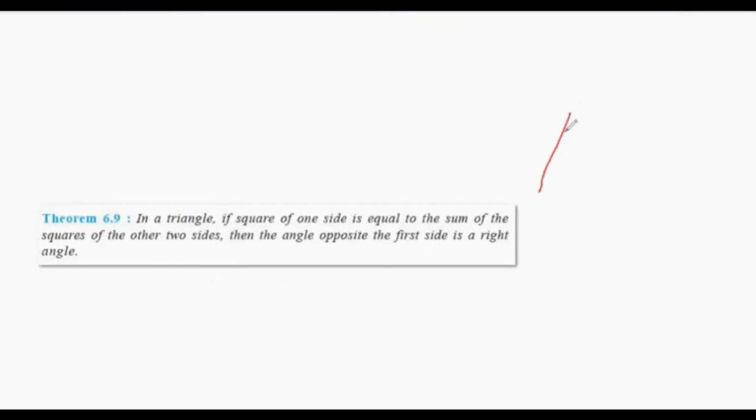Okay. In a triangle, suppose we don't know in the beginning whether any angle is 90 degrees. Suppose the square of the largest side, that is AB square, is equal to the sum of the squares of the other two sides, then it says that the angle opposite to the first side will be a right angle. That means the triangle will be a right triangle, right? So the direct theorem says that for a right triangle, the hypotenuse square is the same as the sum of the squares of the other two sides.